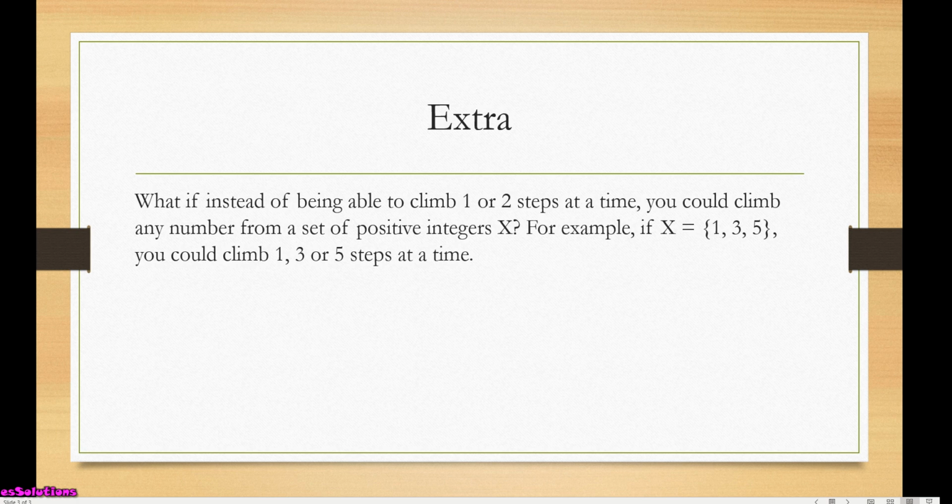Now, in the last two videos, we have talked about the staircase algorithm, where we could take one or two steps. Instead of taking one or two steps, we are now asked what if you could climb any number of steps from a set of positive integers. So for example, you could climb either one or three or five steps at a particular time. So it's still basically the same approach, and we will build on our recursion and try to come up with something.